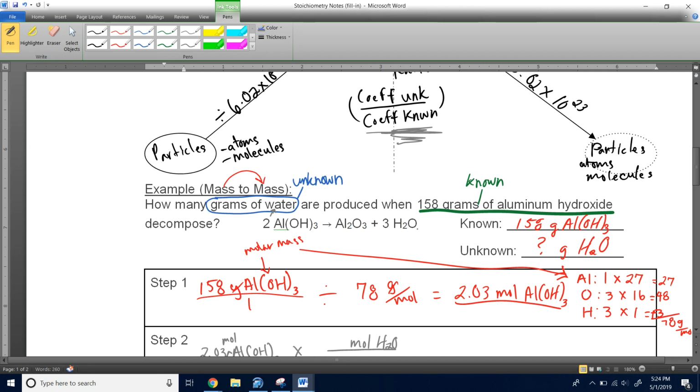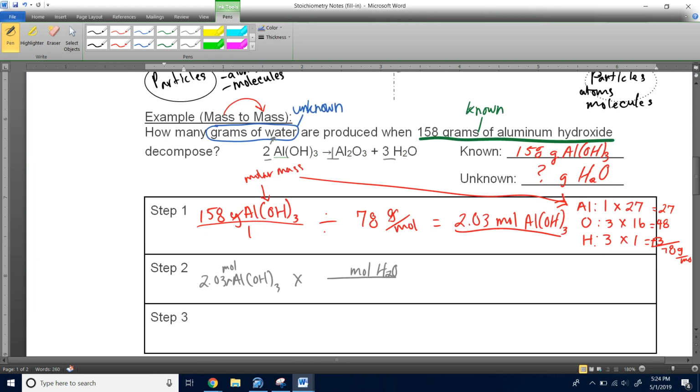Okay, so let's look at our balanced equation. Here's our balanced equation right here. Let's look at all of our coefficients. So here's a 2, here's a 1, and here's a 3. Which coefficient are we going to use for water? We are going to use the 3. So the 3 moles of water goes on top. And then the coefficient of what we know already goes on the bottom. So the mole of aluminum hydroxide is on the bottom. And if we look at our equation, we see that it is indeed a 2. All right.